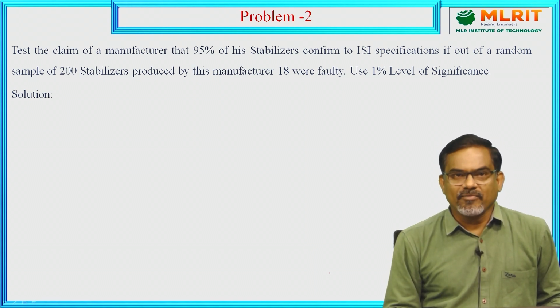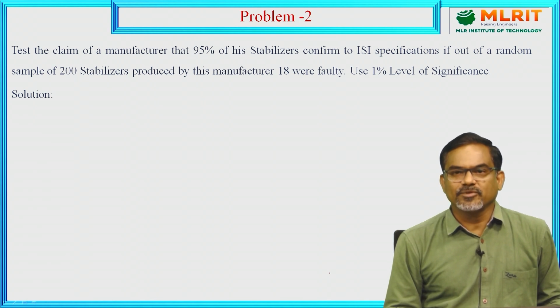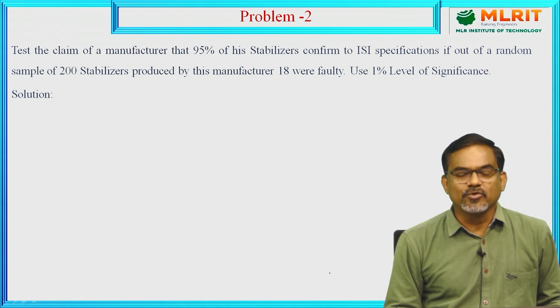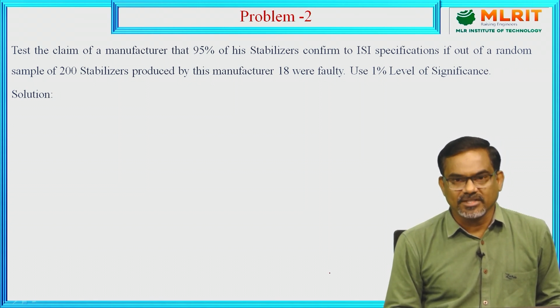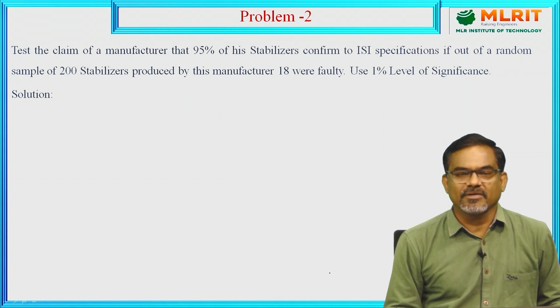Test the claim of a manufacturer that 95% of his stabilizers conform to ISI specifications if, out of a random sample of 200 stabilizers produced by this manufacturer, 18 were faulty. Use 1% level of significance.